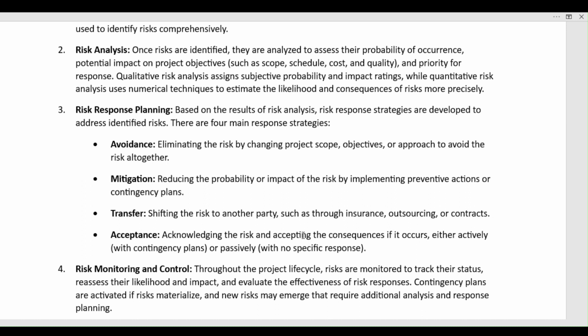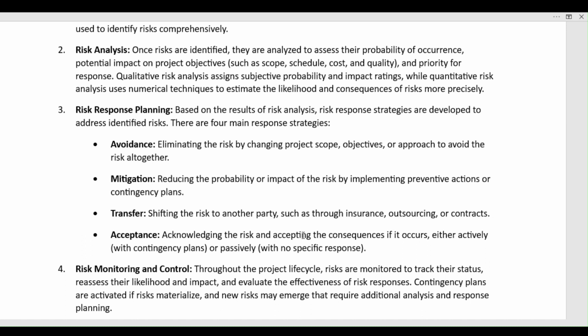Okay, and the next one is transfer. Shifting the risk to another party, such as through insurance, outsourcing, or contracts. You can understand that if the risk comes, then definitely the scope of the project gets changed. Maybe in our team, that particular specific department is not involved, so we can always transfer the risk to the specific department for which it is catering, because they are a team of experts and can easily handle that.